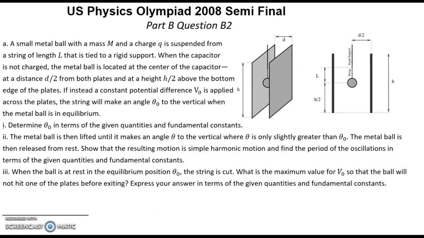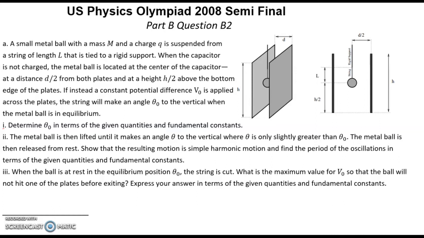Section A. A small metal ball with a mass big M and a charge Q is suspended from a string of length L that is tied to a rigid support. When the capacitor is not charged, the metal ball is located at the center of the capacitor at distance d/2 from both plates and at a height h/2 above the bottom edge of the plates.